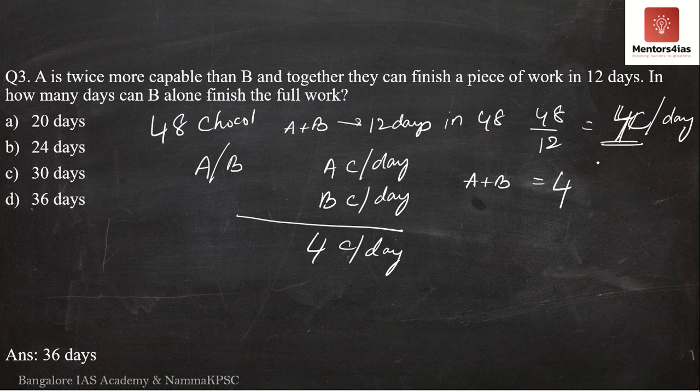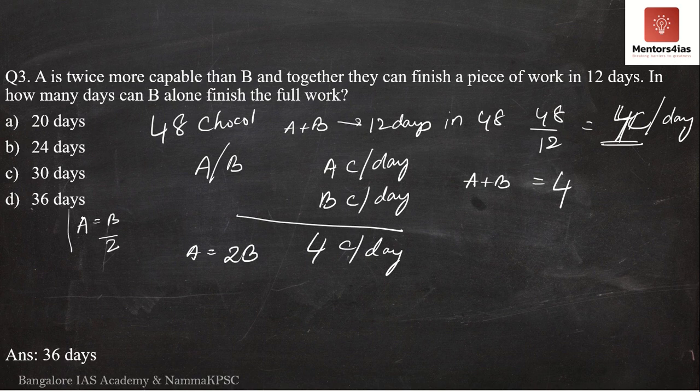Now, I also know that since A is twice more capable than B, A can eat 2 times the number of chocolates eaten by B. Therefore, now can I write A is equal to 2B? See here, in the previous method, that is in the traditional method, what did I write? I wrote A is equal to B by 2.